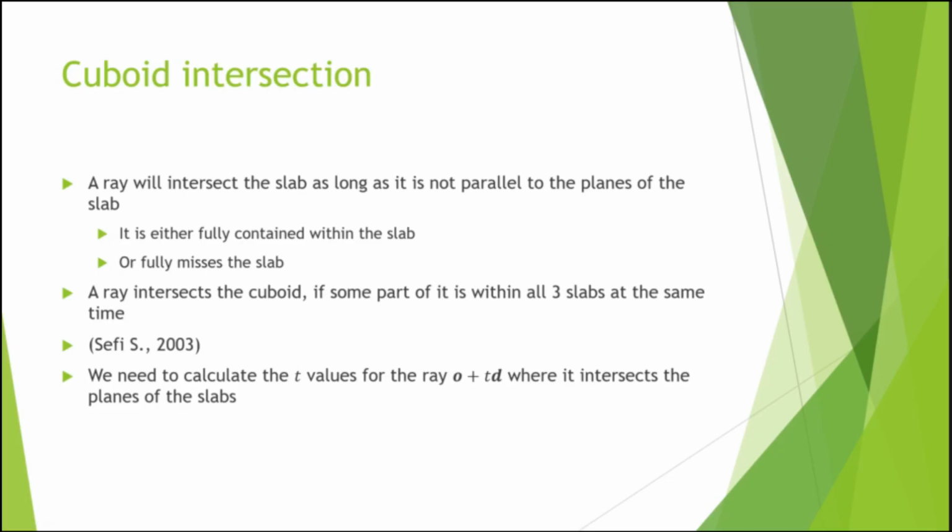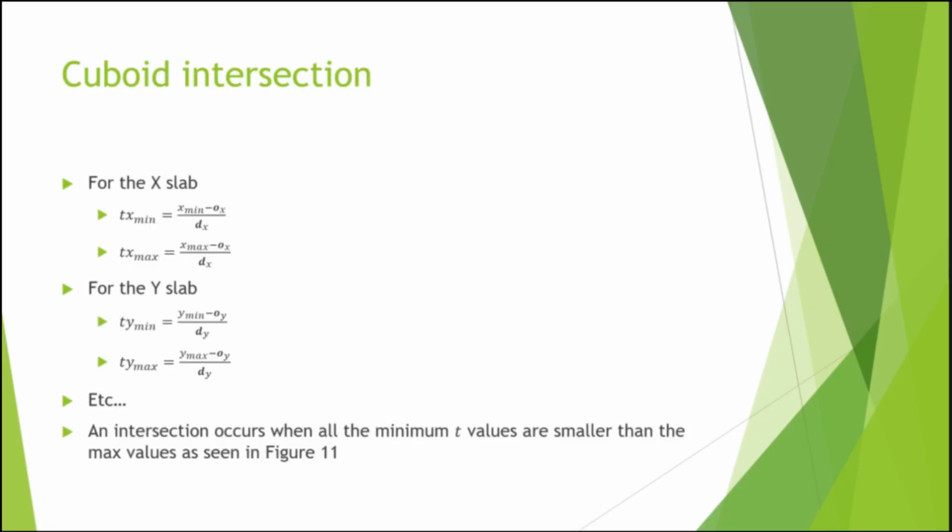And the ray intersects the cuboid if some part of the ray is within all three slabs at the same time. And we check this by calculating the t-values for the intersection points of the slab using these equations. So Tx min will be the x plane on the x slab's minimum x value, minus the ox, always the origin, and d again is the direction. So this will give us a minimum and maximum value for t where the ray intersected the slab, and we just do the same for y and z.